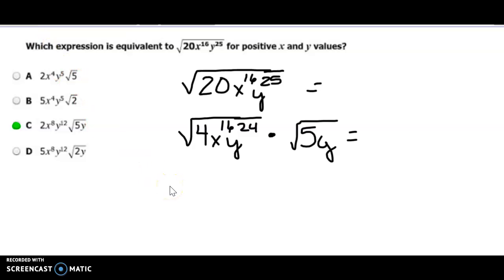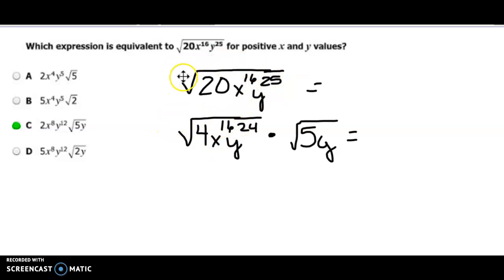For this one, which expression is equivalent to the square root of 20x to the 16th y to the 25th for positive x and y values? The first thing I want you to do is see what's the largest perfect square that will go into 20. Well, that's 4. And then we have x to the 16th. 16 is divisible by my index, so I'm going to leave that there.